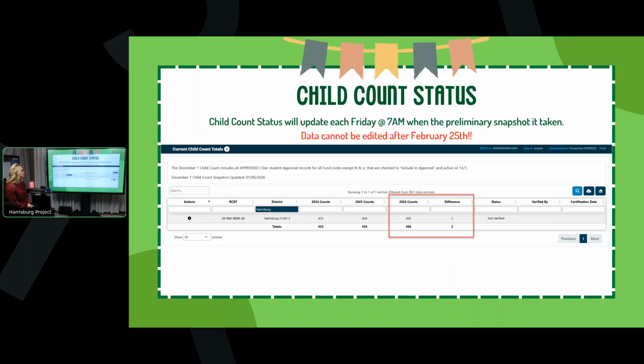So you can see this one's up 2 from last year. Are they going to be the same every year? Absolutely not. Should they be somewhat close? I would think so. If they're not, you need to have an explanation.